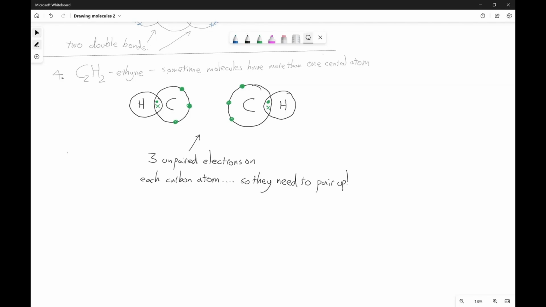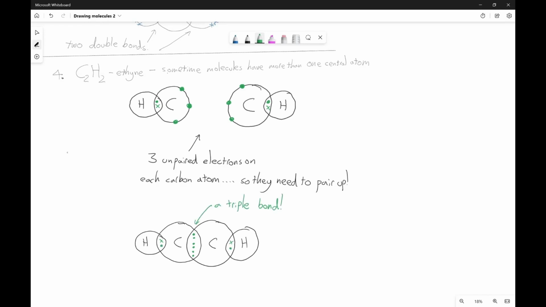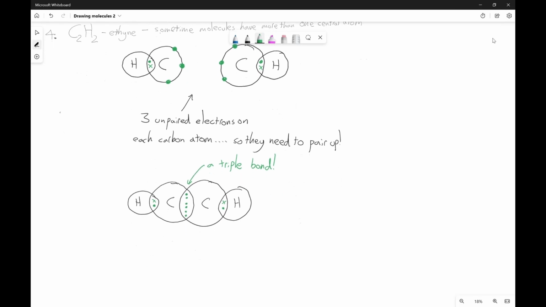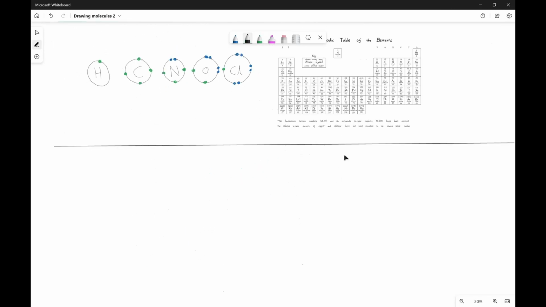And I'm going to draw that now. Here we are, carbon 1, carbon 2, each bonded to a hydrogen, and the 3 unpaired electrons form a triple bond together. Cool. That's pretty much the hardest example in GCSE. Now let's do some exercises. Exercises even.